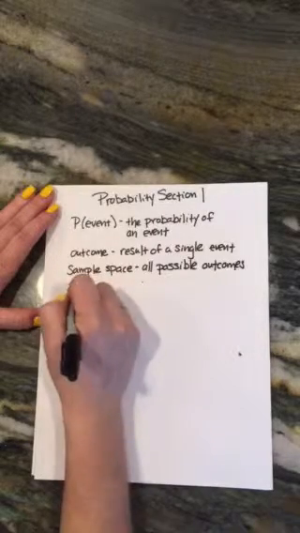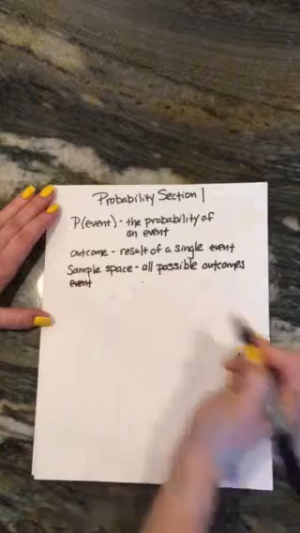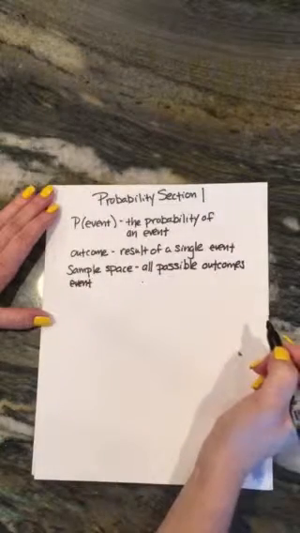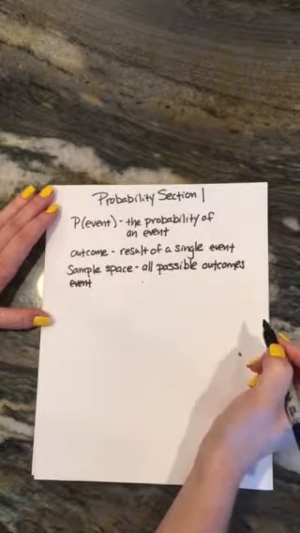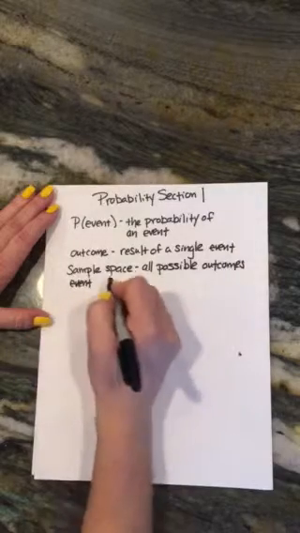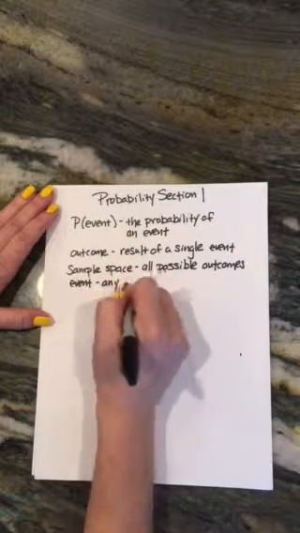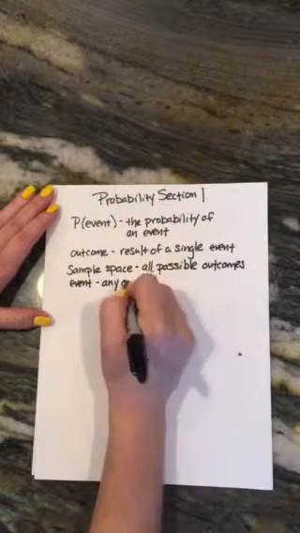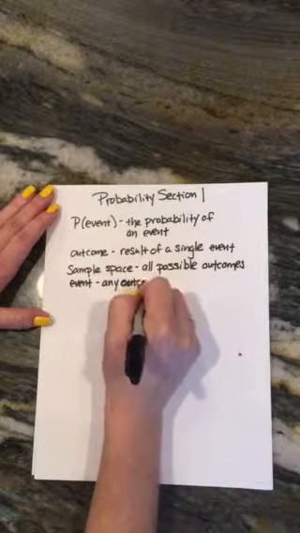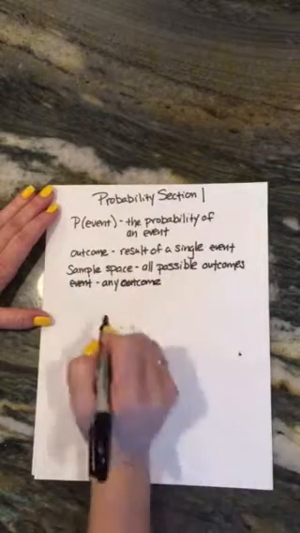And the event, here's my clock again. It's 7:15. The event is any of the outcomes. I can spell outcome. The event is any outcome.